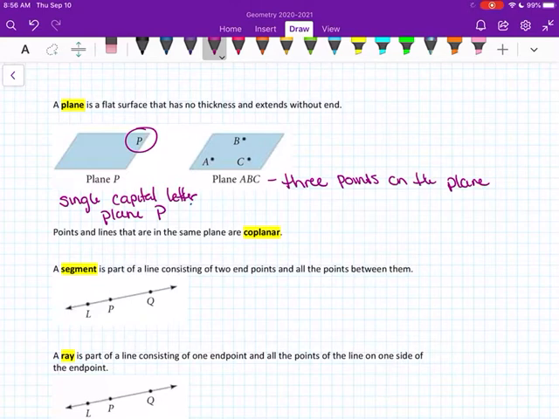And then points and lines that are on the same plane are what we call coplanar. So if I wanted to draw this line from A to B, I could say line AB and point C are coplanar.